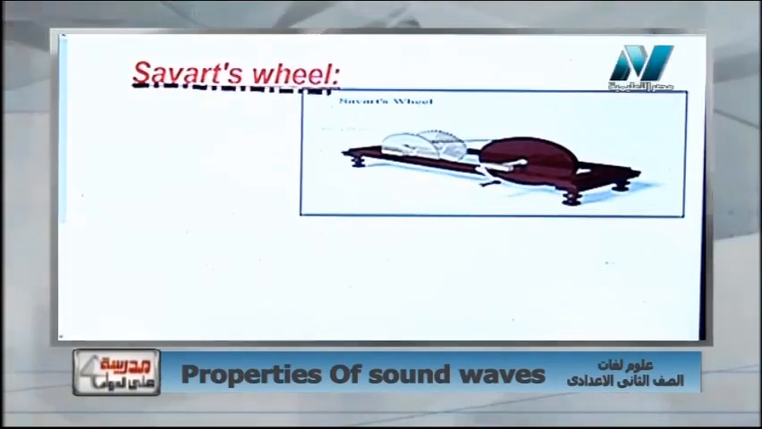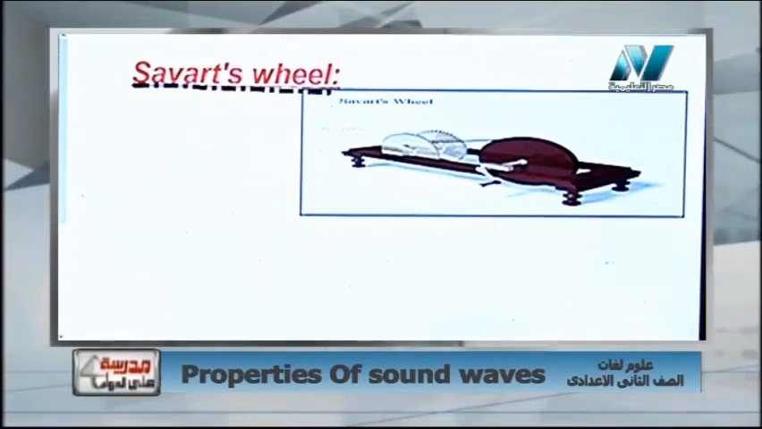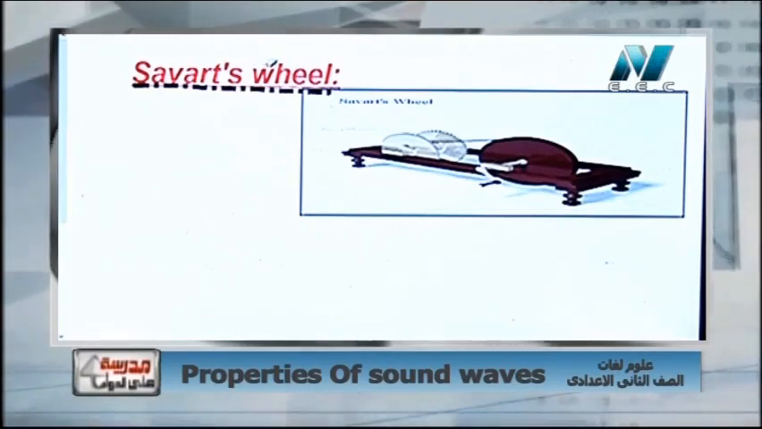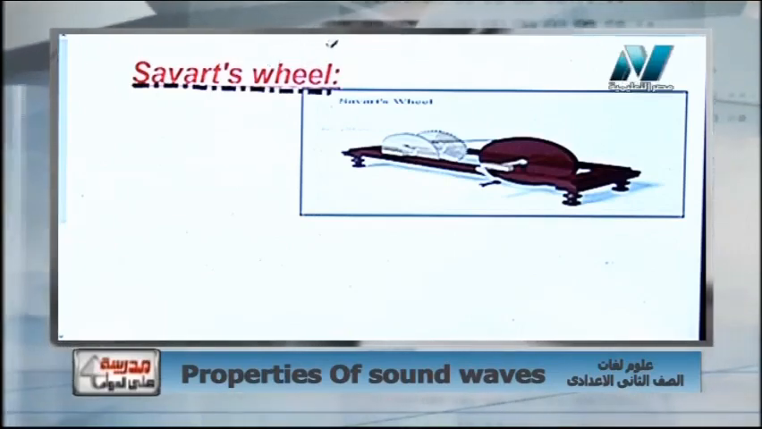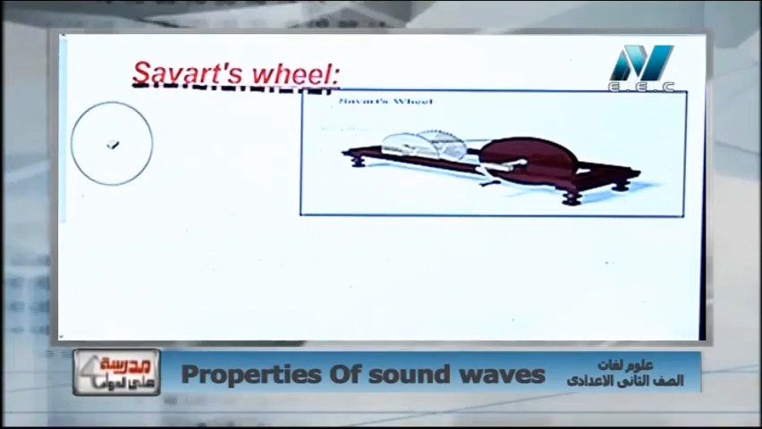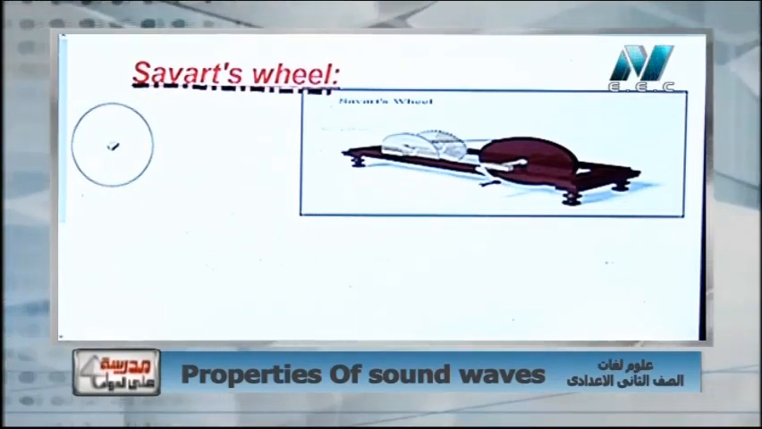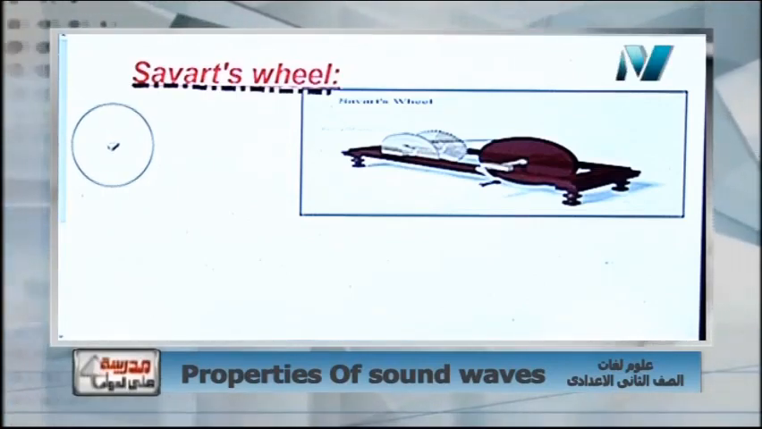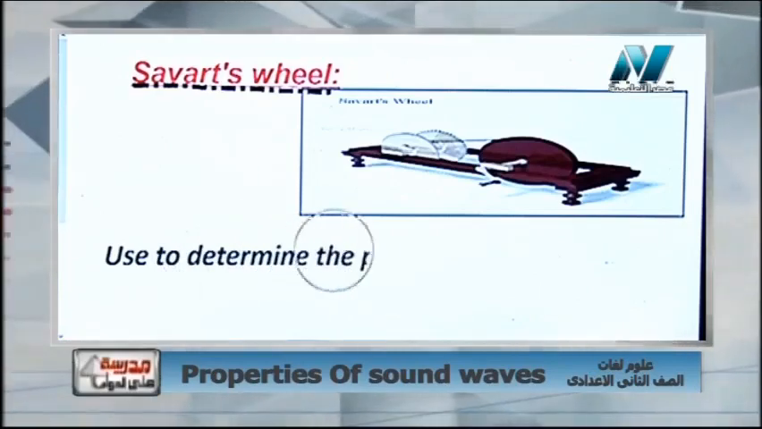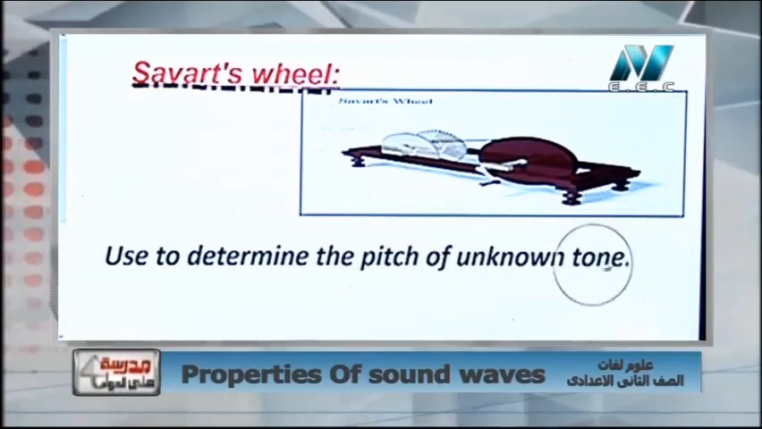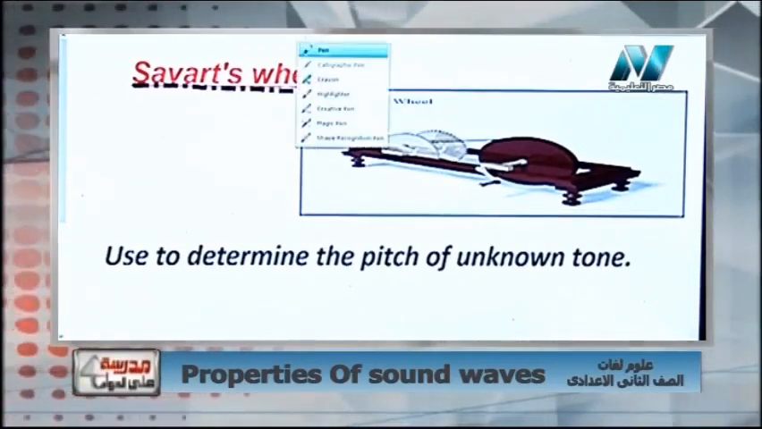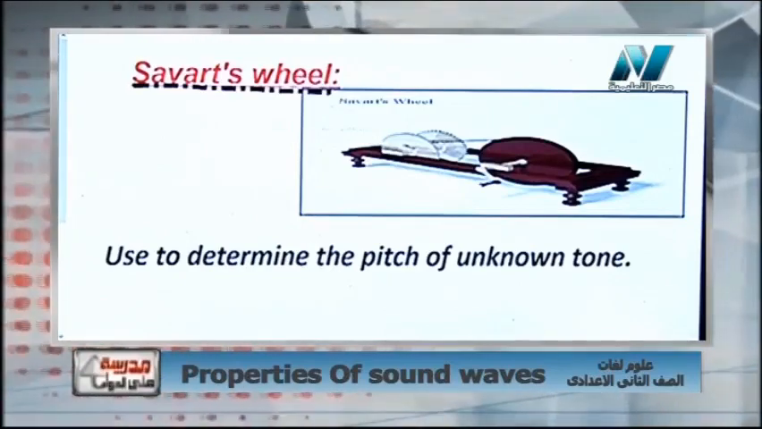What does Savart's wheel do? As we see, Savart is the name of a French scientist. This device's function: we know any object or any sound has frequency. So here we use Savart's wheel to determine the pitch of unknown tones. The pitch of what? Unknown tone. So here we will calculate what? We will calculate the pitch of an unknown tone.